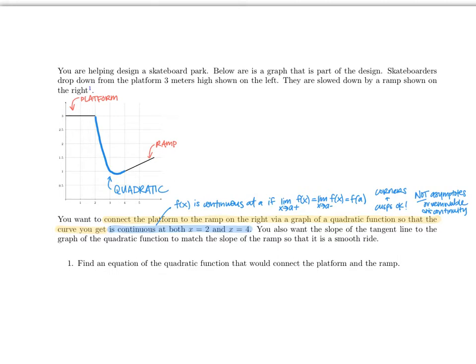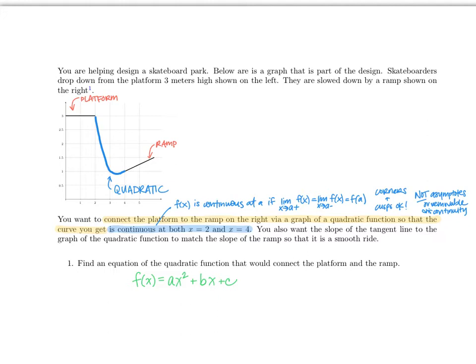So now my goal here is to find an equation of the quadratic function that would connect the platform and the ramp. My first job is to understand that goal. Well, the family of quadratic functions takes on a particular form. They have some quadratic term, x squared, some linear term with an x, and some constant term. Sometimes the coefficients on the linear term and the constant term are 0, but overall, I successfully recall that a quadratic function is going to be of the following format: ax squared plus bx plus c.